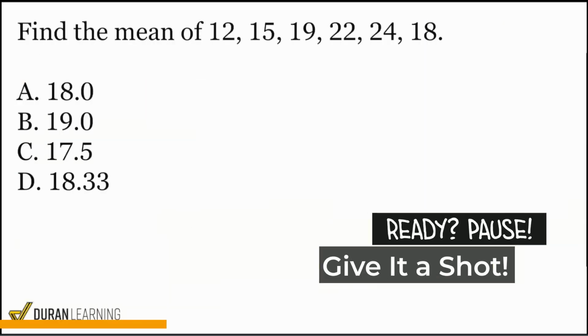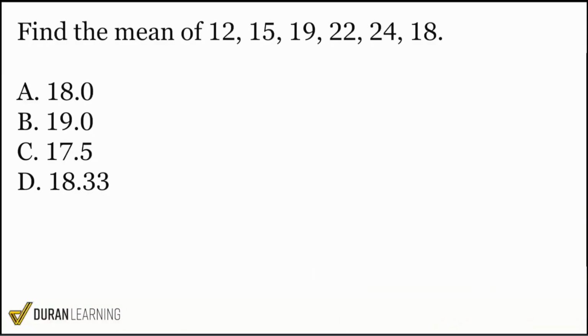All right, so let's tackle this question here. The question reads, find the mean of 12, 15, 19, 22, 24, and 18. When we think about calculating mean, we should always immediately think about that formula, which is mean equals the total divided by the count. We'll take the total and divide by that count.